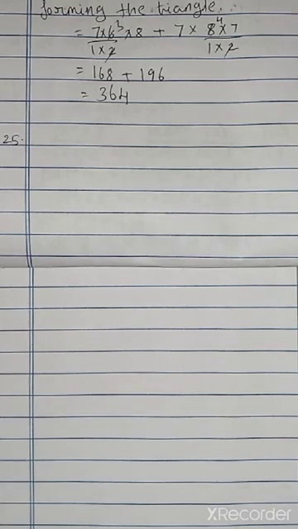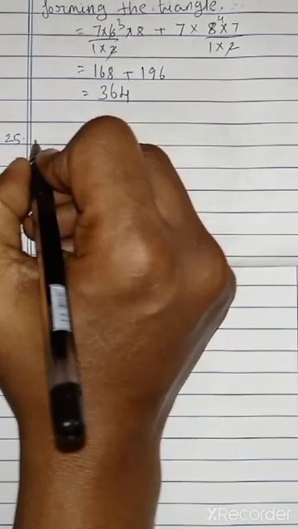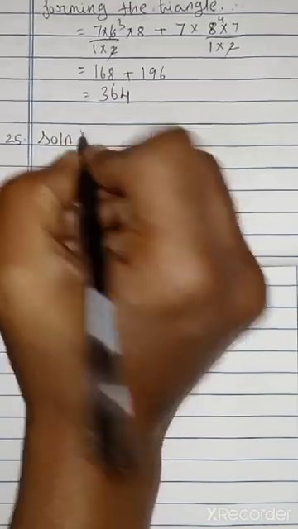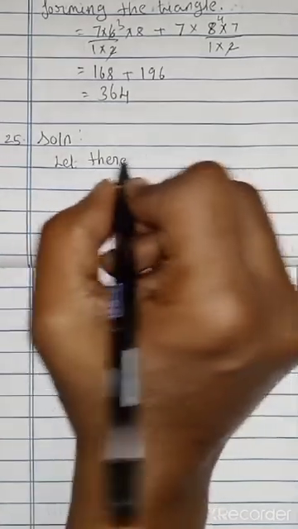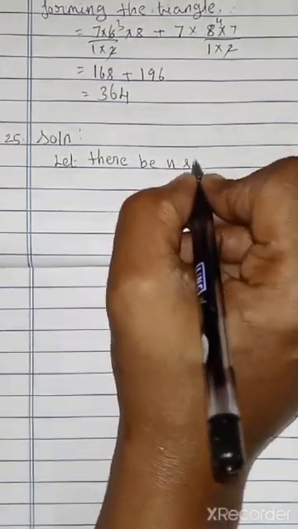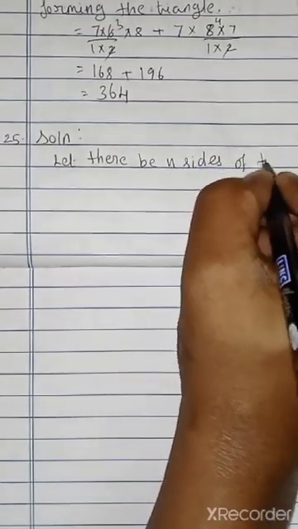Next problem, 25. A polygon has 90 diagonals. Find the number of its sides. So a polygon has how many diagonals? 90 diagonals. If it has 90 diagonals, we have to find the number of its sides. Okay, so we can start the solution. We don't know how many sides are there, correct? So let there be n sides of the polygon.